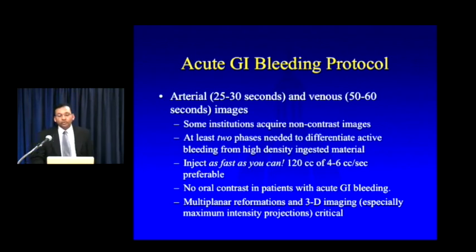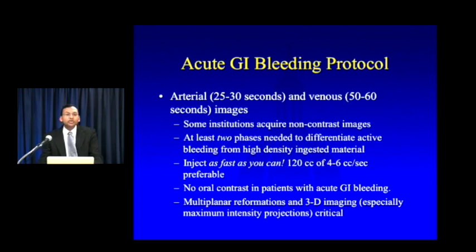Now, it's important to note that you need to have at least 2 phases. Now, some institutions will acquire non-contrast and arterial phase, whereas others will acquire arterial and venous phase. And that's what we tend to do at Hopkins. We get arterial and venous phase images typically at 25 to 30 seconds and 50 to 60 seconds respectively. Now, why do you need 2 phases?